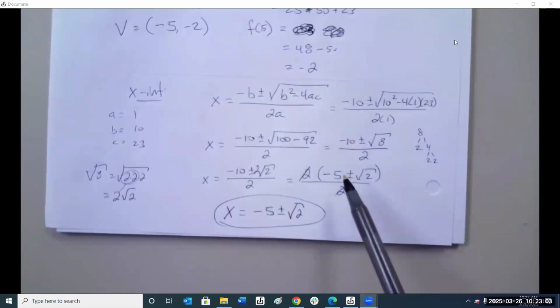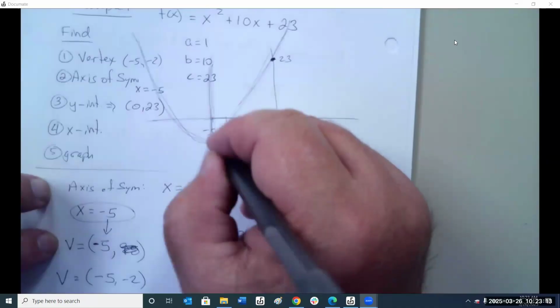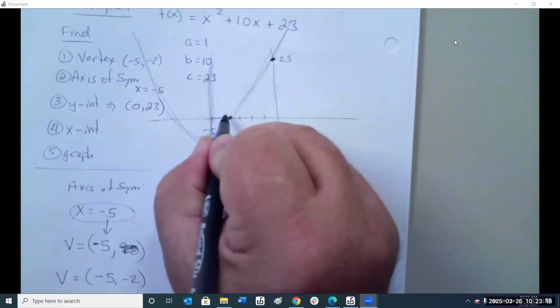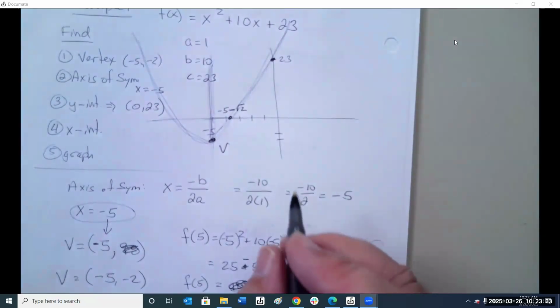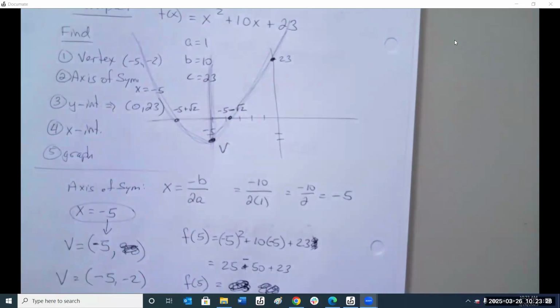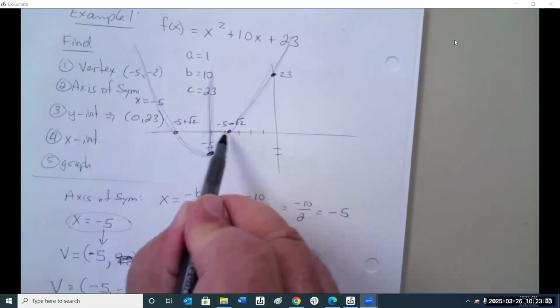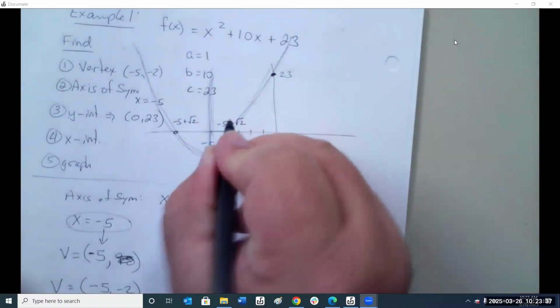I always wish it shows nicer numbers, but this shows us how it's supposed to be done. So let's look at this. If we notice it's -5 plus or minus square root of 2, our graph, remember the axis of symmetry is at -5. So this first one is -5 minus square root of 2. And the other side is -5 plus square root of 2. Because it's symmetric, wherever this one crosses, the same distance on the other side has to be the other one. Oops, this is plus and that one's minus.